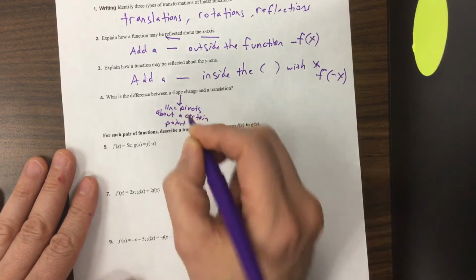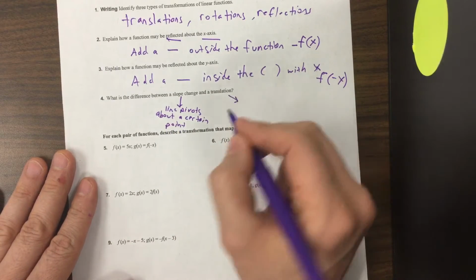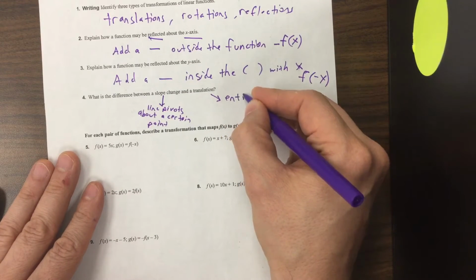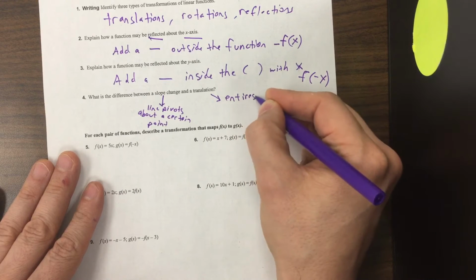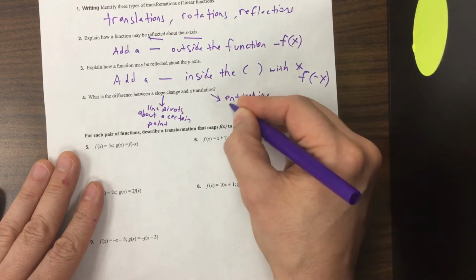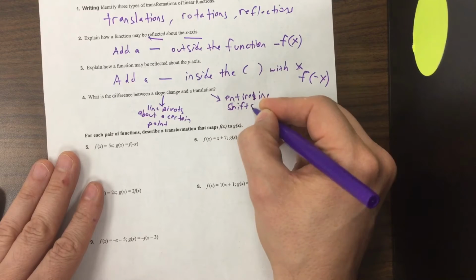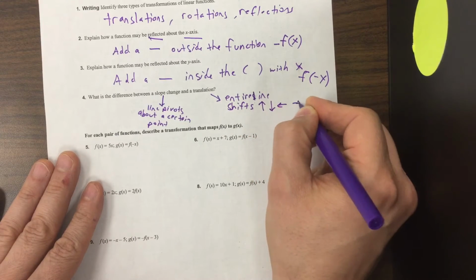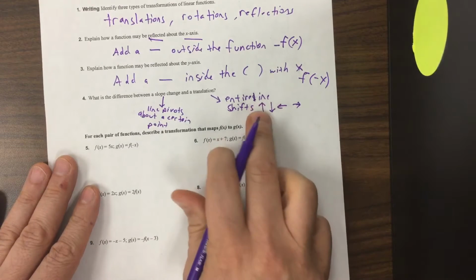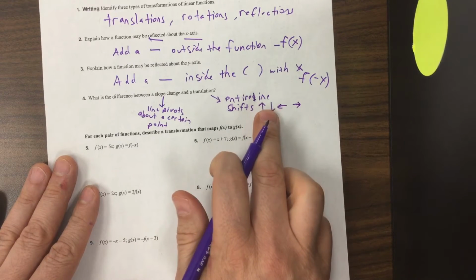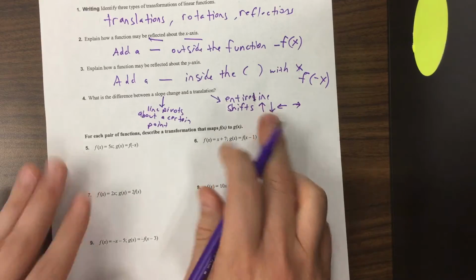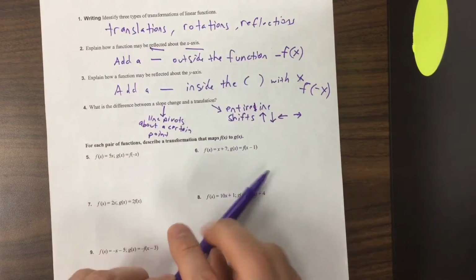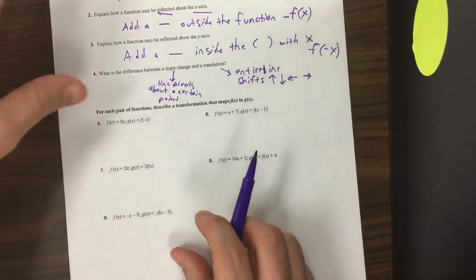A translation, the entire line shifts, and that shift could be up, down, left, or right. And note, the slope does not change when you're doing this, okay? The slope stays the same, whether it's going like that or like that. Okay, so we did these all together.